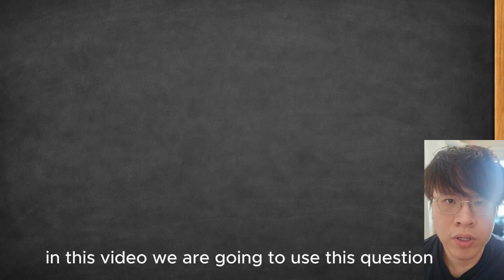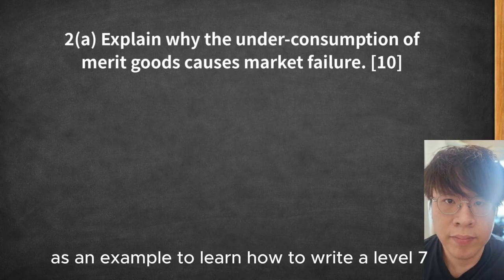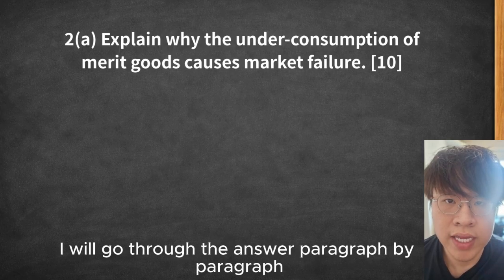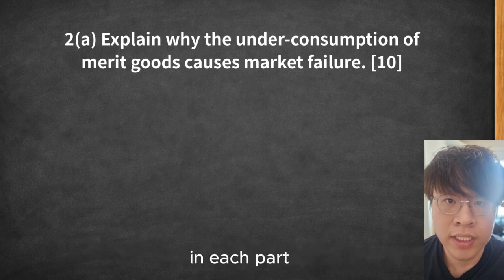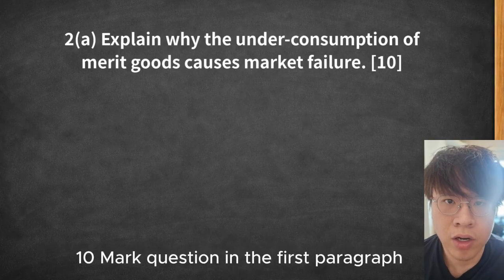In this video, we are going to use this question on the underconsumption of merit goods as an example to learn how to write a level 7-10 mark IB economics answer. I will go through the answer paragraph by paragraph and explain what the examiner is looking for in each part. This structure can then be used for any market failure 10-mark question.